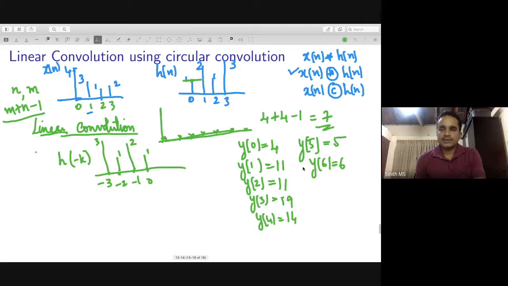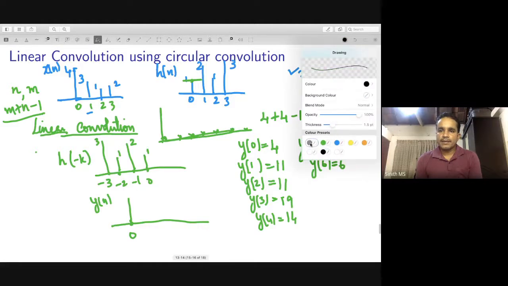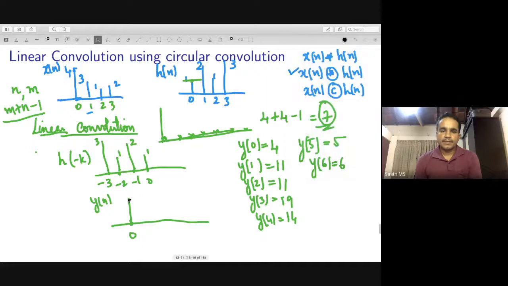So you get values from 0 to 6. Those are the 7 values, n plus m minus 1, which you have mentioned here. So if you plot it, this is basically y of n. Y of 0, you have a value of 4.